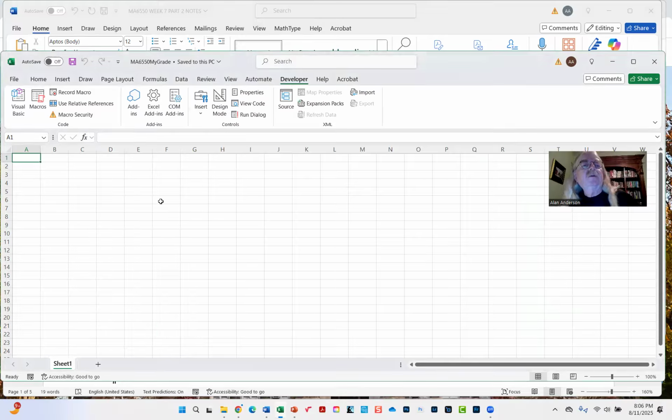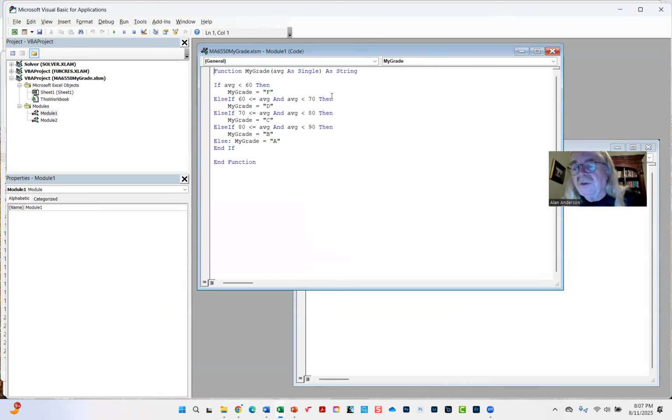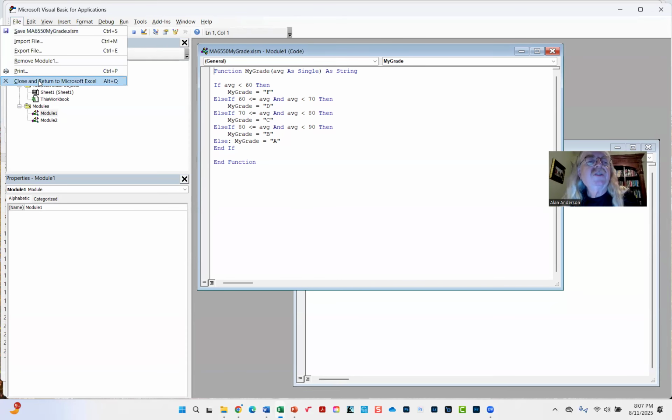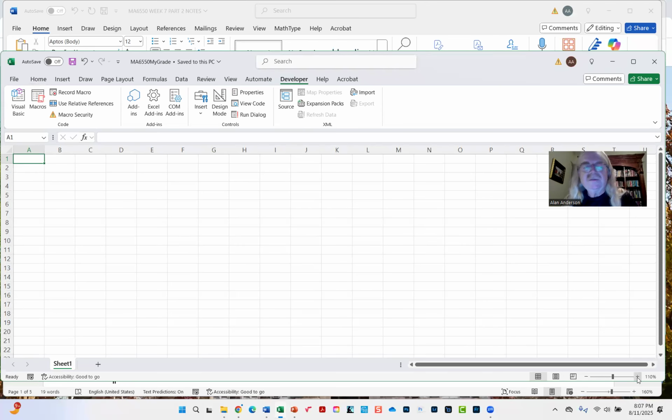All right. So anyway, with all that being said, Visual Basic. We've got two modules here, as they're called. Module 1 contains a program we saw yesterday, function migrate, average as single, as string, meaning you're reading a single precision variable into the function, and it spits out a string, which is a letter. So it makes a decision based on the else if statements. And if you want to run this thing, you can go back to the spreadsheet, close and return to Excel, and here's how you invoke that function.